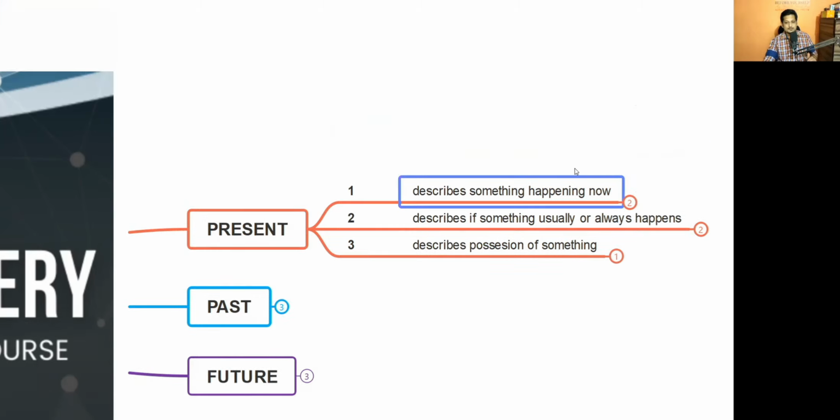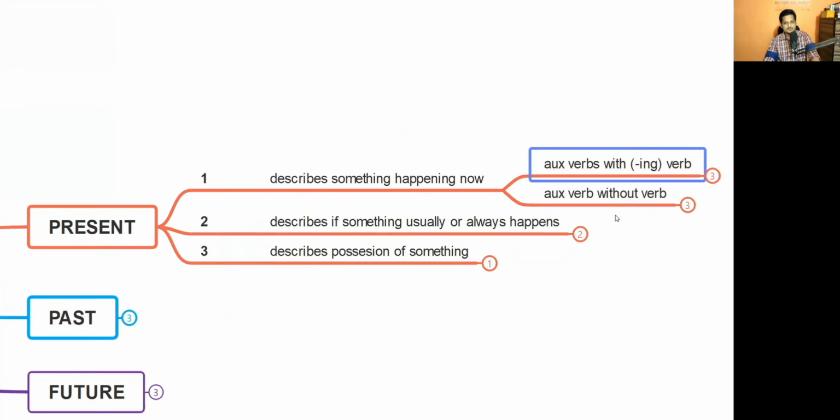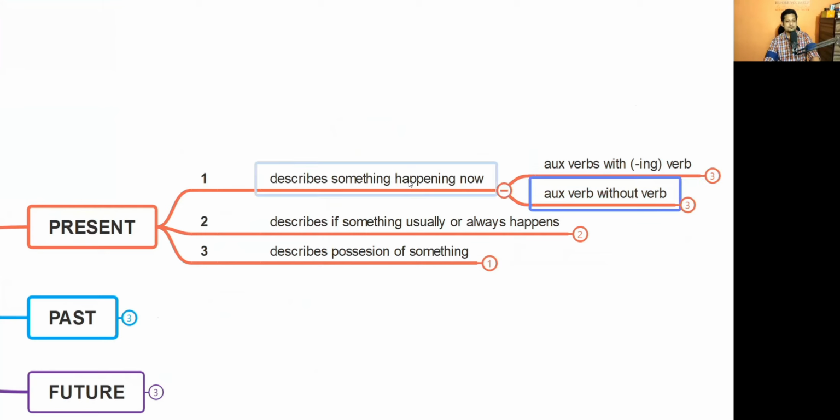Let's talk about how we can use present tense to explain something which is happening right now. In order to do that, you will basically need two things. Number one is your auxiliary verb or helping verb, and you need the ing form of the verb. You can also describe what is happening right now by using an auxiliary verb without a main verb as well. You don't need a verb, but you can still explain. So let's get some examples.